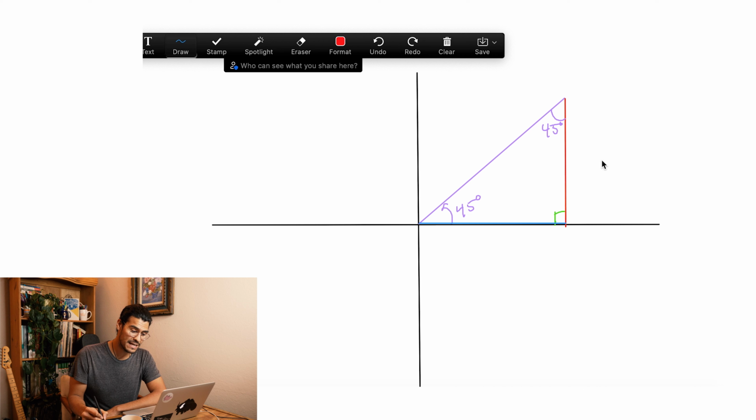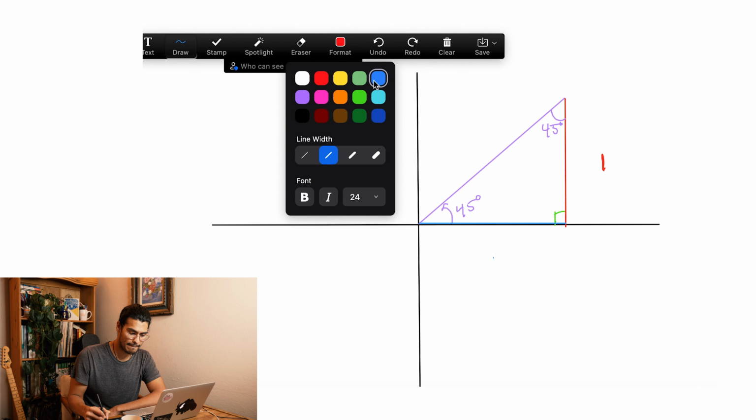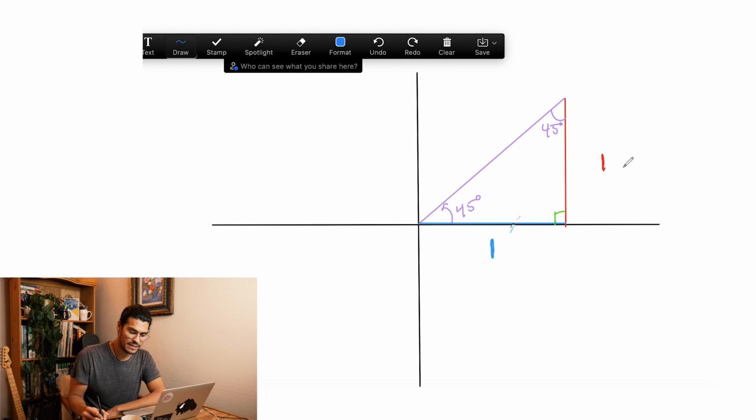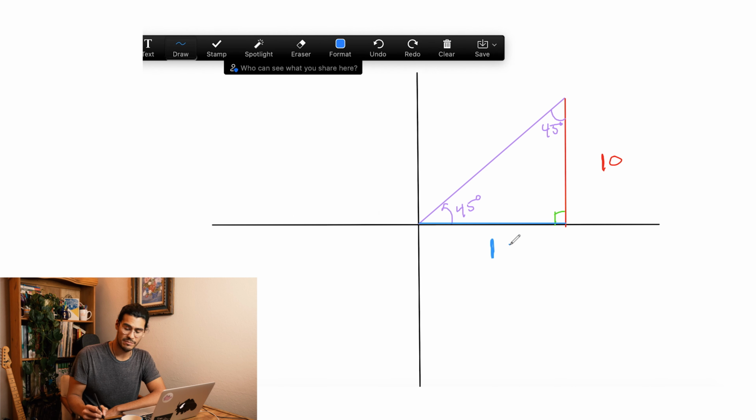Our ratios of sides, whatever these two sides are, these two sides' ratios are going to be 1 to 1. Whatever this side is also going to be the same. Okay? So when I say 1 to 1, I mean they don't have to be 1. This side could be 10, but that would mean this side also has to be 10. That's a ratio of 1 to 1. So we're going to leave just their ratios up for a moment.